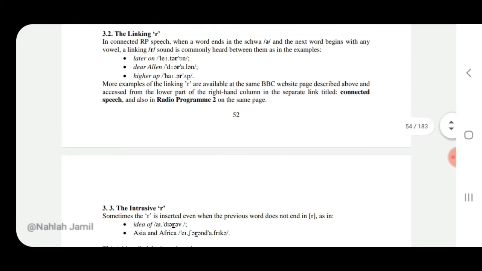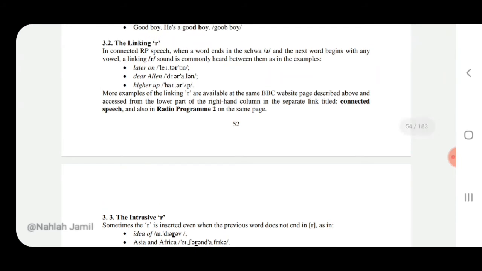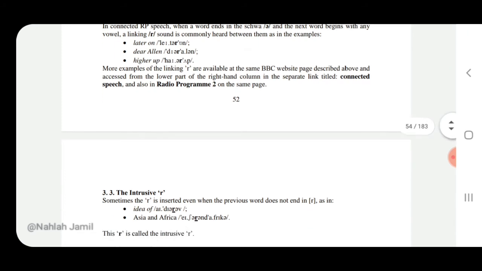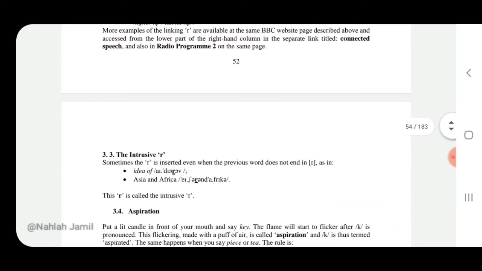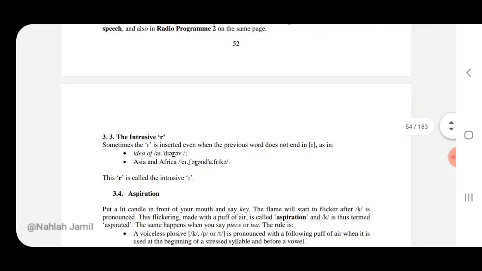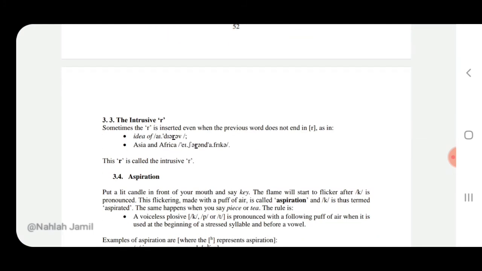And in the first case, in linking R, there is an R present and it's pronounced. In the second case, in the intrusive R, there is no R between the schwa and the vowel, but we are adding an R over there. So that is what linking R and intrusive R is.